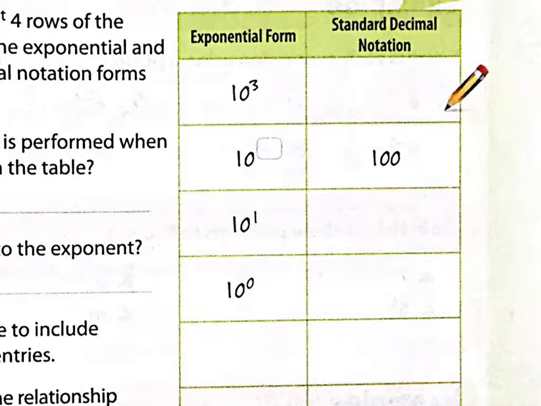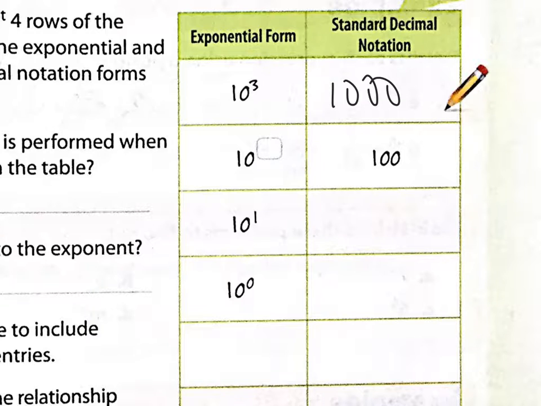Y'all are doing exactly what I said is going to happen. You're not multiplying the exponent by the base. That exponent tells you how many times you're going to multiply 10 by itself. That 3 tells you I'm going to multiply 10 three times: 10 times 10 times 10. Not 10 times 3, that's wrong. Don't do that. 1,000. Common mistake. We multiply 10 times 10 to get 100, and then 100 times 10 gives you 1,000.